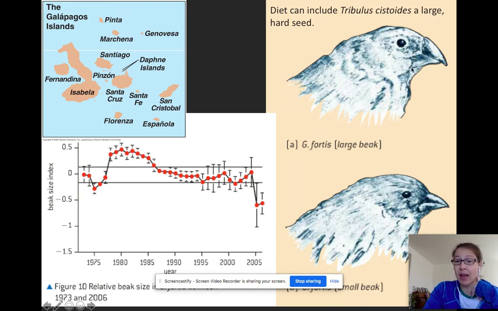But on Daphne Major, they had a really wide range of beak sizes. They have these small little guys and then the bigger ones. The reason why the small ones can exist is because they can eat a whole bunch of these little soft seeds that are easy to get to. They don't have to spend a lot of energy.